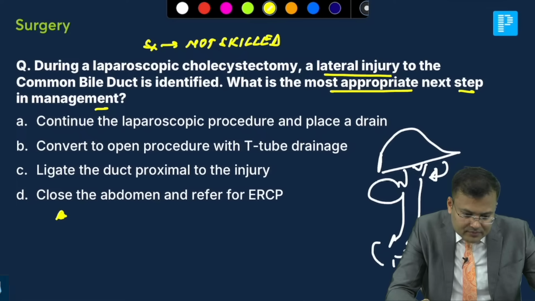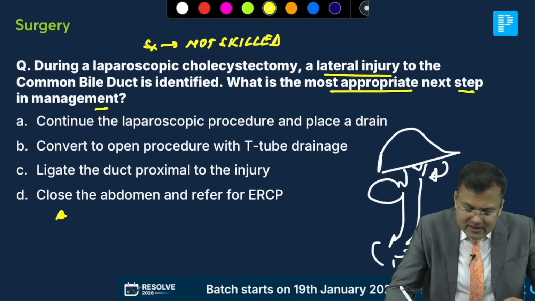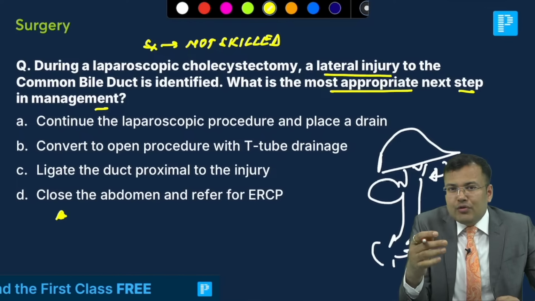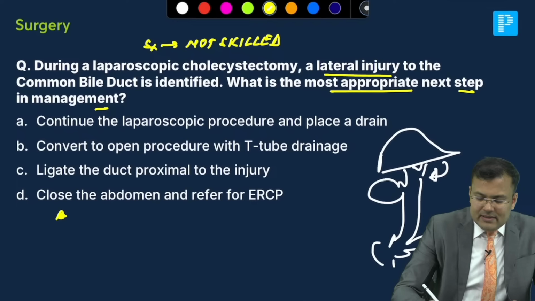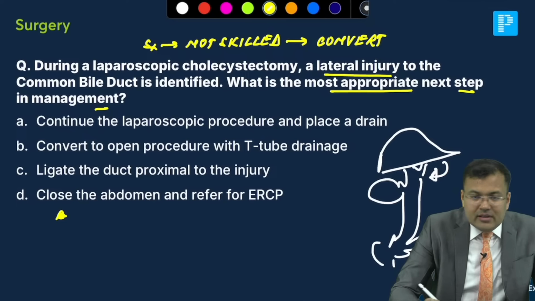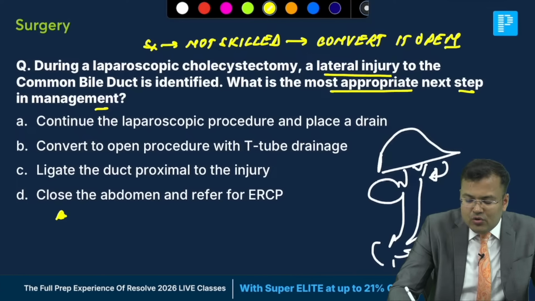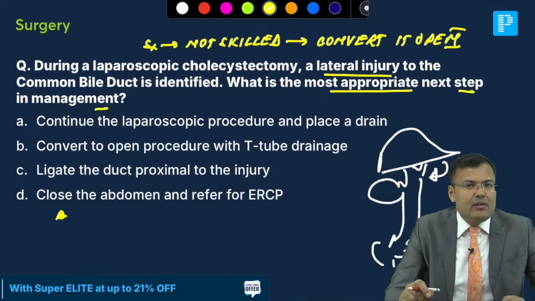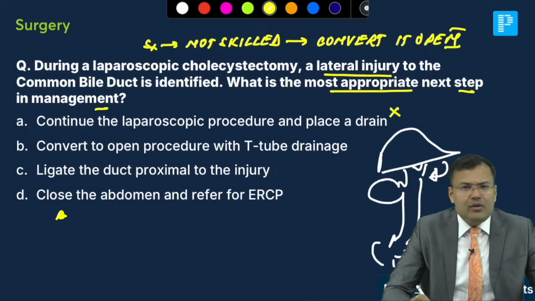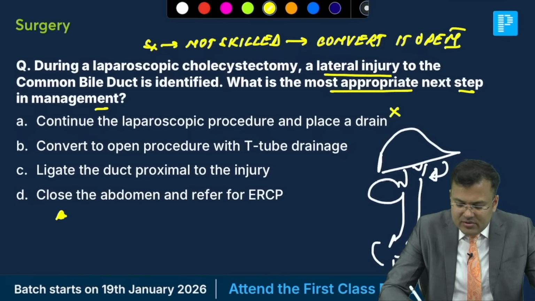So, the surgeon was not skilled, and during laparoscopic cholecystectomy, lateral injury to CBD was identified. Now, see, if the surgeon is skilled, then you can go for laparoscopic CBD repair. Since the surgeon is not skilled, obviously we have to convert it to open. After converting to open, try to repair, and whenever you repair, put the T-tube. So, guys, see the options. Continue the laparoscopic procedure and place a drain. No, because the surgeon is not skilled. Second, convert to open procedure with T-tube drainage.